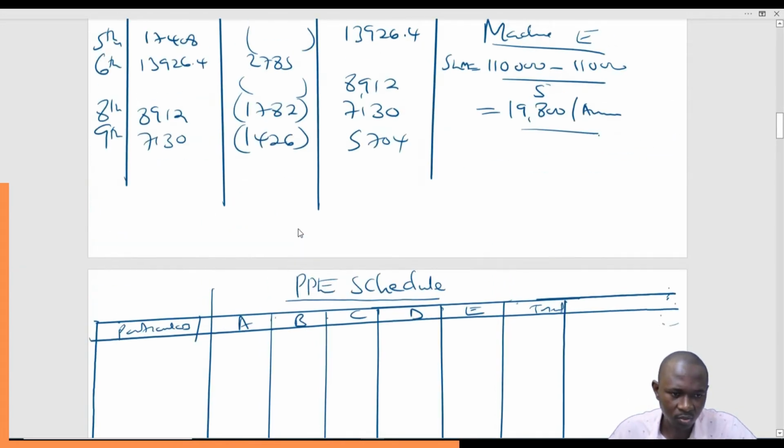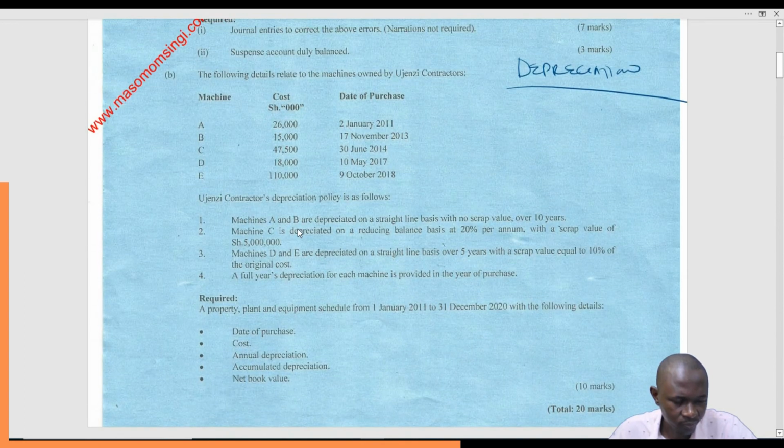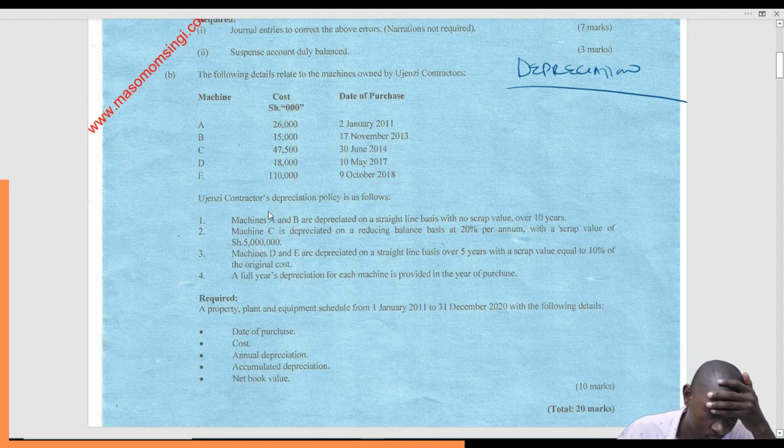So let's come here. Machines A and B are depreciated on a straight line basis with no scrap value over 10 years. A full year's depreciation for each machine is provided in the year of purchase. So in the year of purchase, a full year's depreciation is provided.